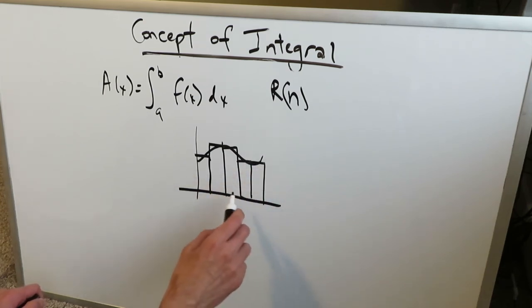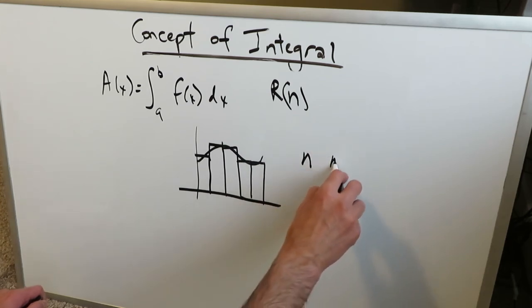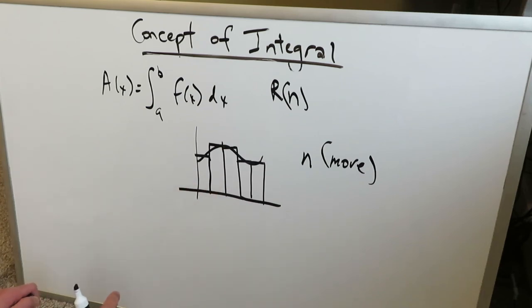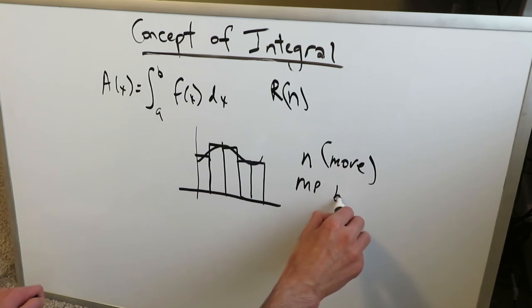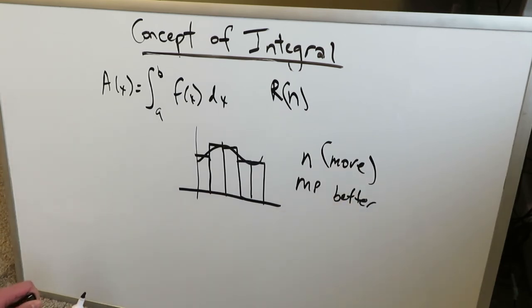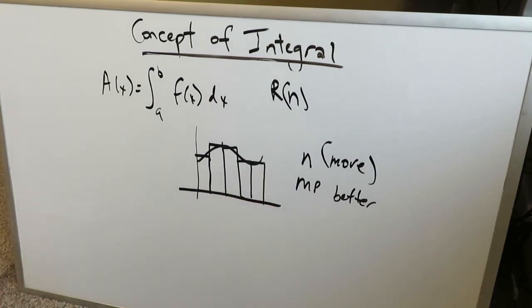The more rectangles that you can draw, the better. The more of these rectangle values you can have, the better it is. Using midpoints is always better than using the right endpoints or the left endpoints. Why? Because it'll give you a closer representation of the real area under the curve.